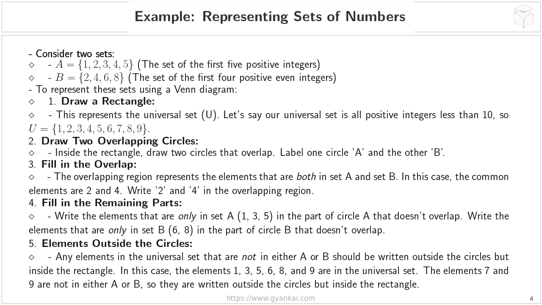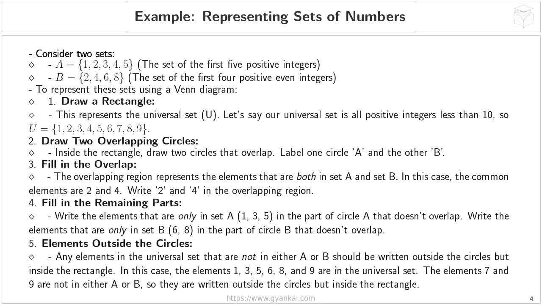Finally, we need to account for any elements in our universal set that are not in either A or B. Looking at our universal set, which is 1 through 9, we see that the numbers 7 and 9 are not present in either set A or set B. Therefore, we write 7 and 9 outside the circles, but still inside the rectangle representing the universal set.